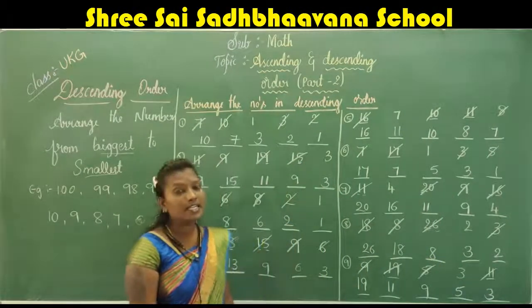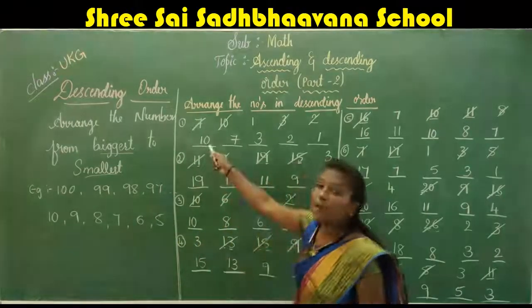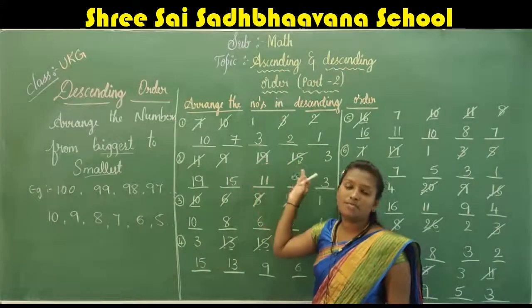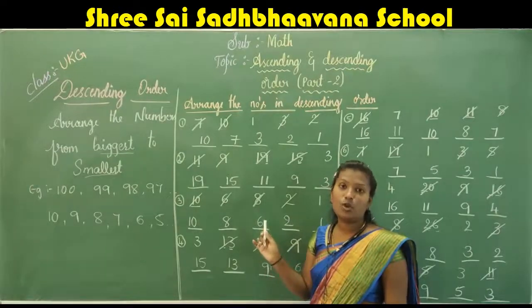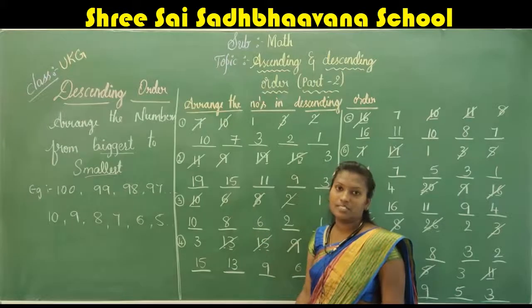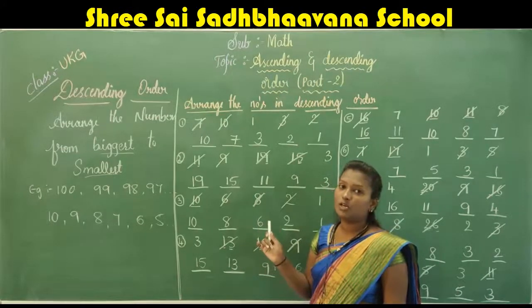Children, descending order is nothing but arranging the numbers from biggest to smallest. We are given some numbers. In those numbers, we have to identify the biggest number and write that number in the first place. Then skip that number and observe the remaining numbers.